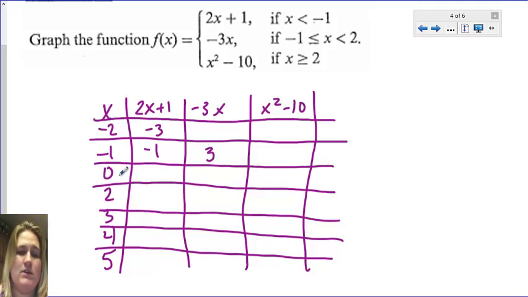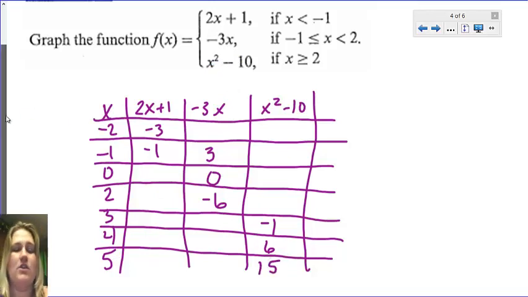For 0, 0 also falls in this range, so we're going to plug in 0 here. We get 0. And 2 falls here. So if I plug in 2, I have -3x times 2, -3 times 2 is -6. Then 3 falls in the last one, because x is greater than 2. So 3 squared is 9, minus 10 is -1. 4 squared, 16, minus 10 is 6. 5 squared is 25, minus 10 is 15.